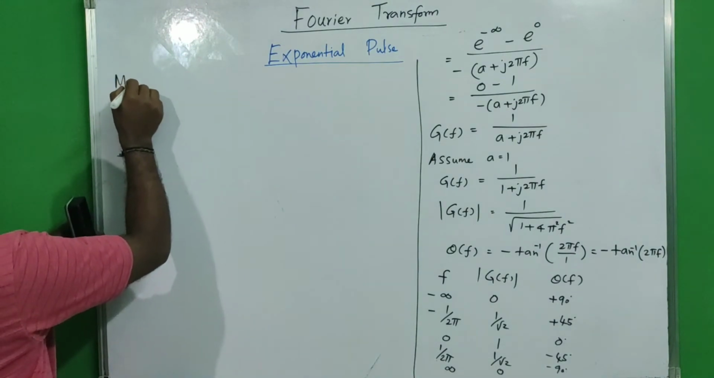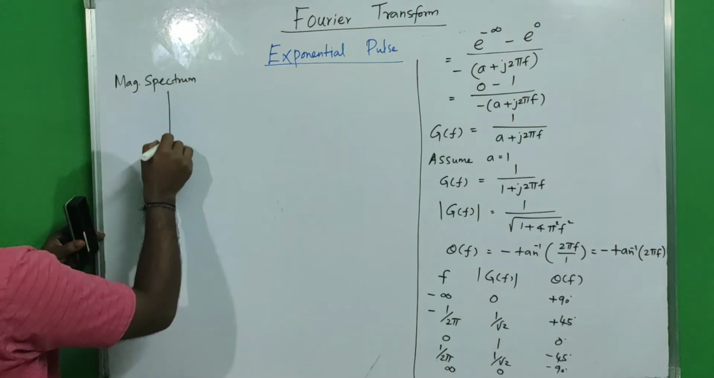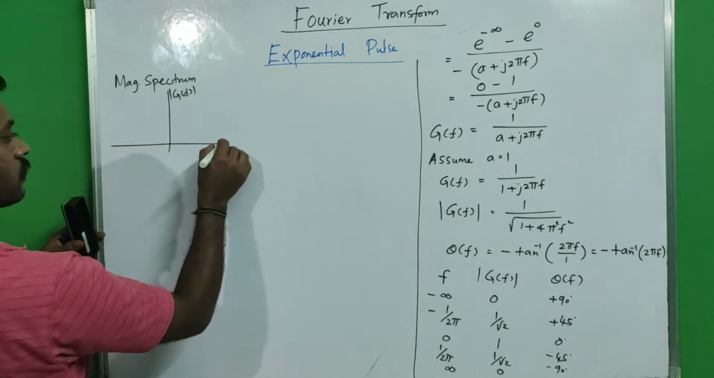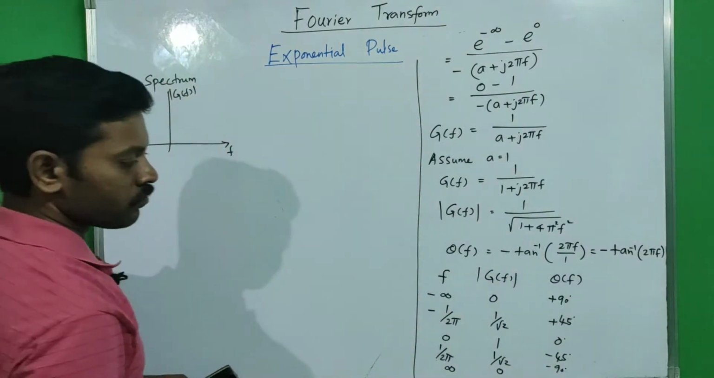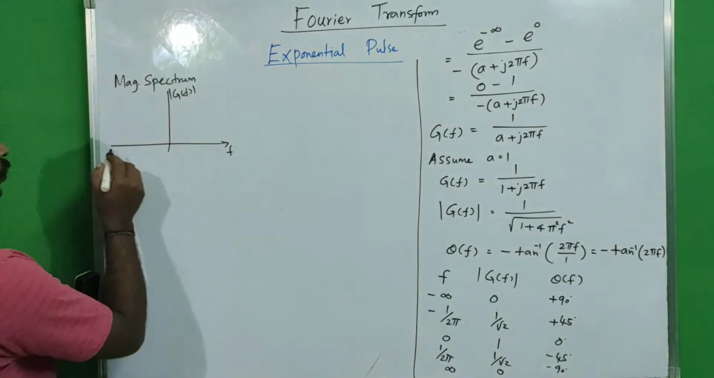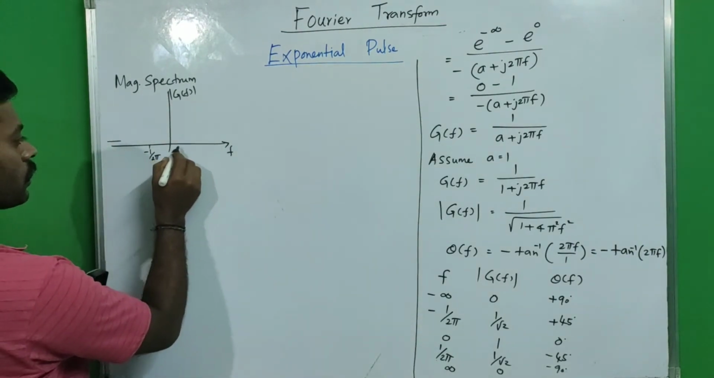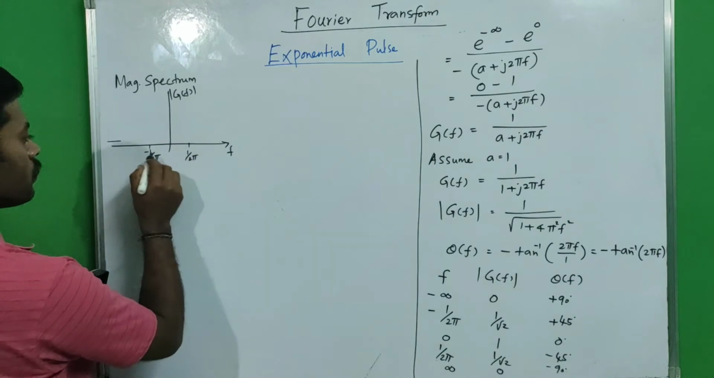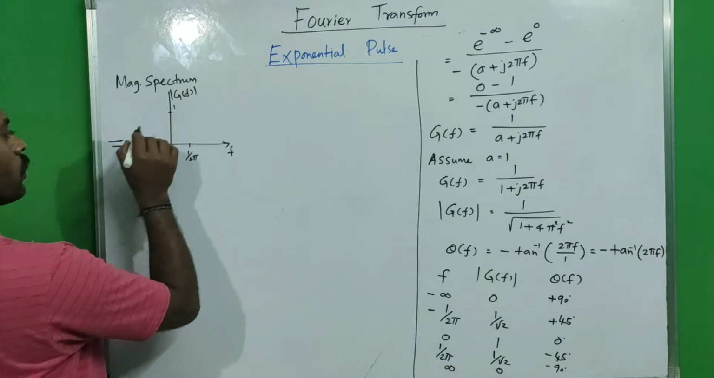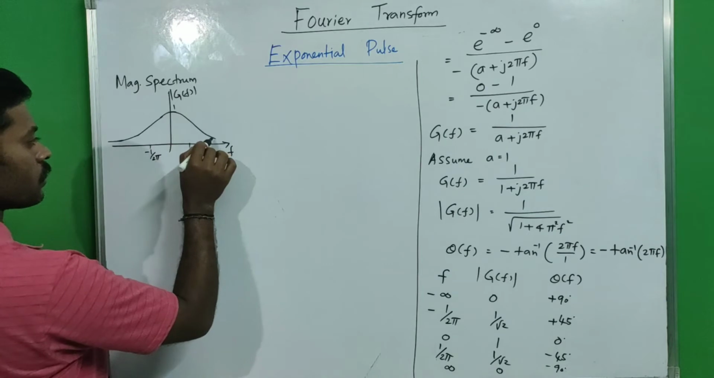First, magnitude spectrum. Y-axis |G(f)| modulus and x-axis f. If you see the magnitude at f equal to minus infinity, my magnitude is 0, and at minus 1 by 2 pi, and here plus 1 by 2 pi, my magnitude is 1 by root 2, and at f equal to 0 we get 1. So the magnitude spectrum looks like this.